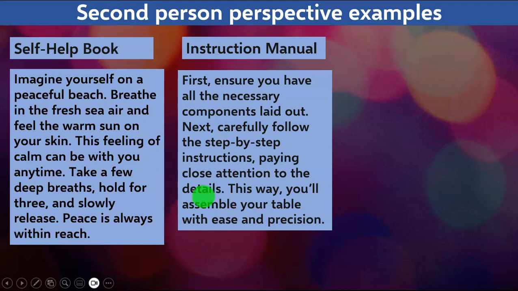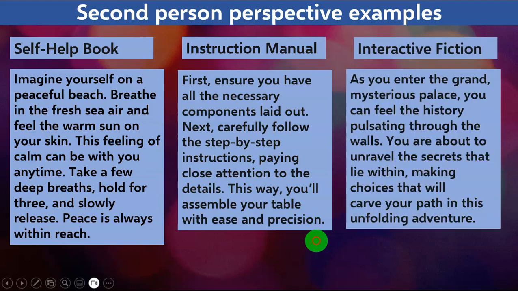Now let us take an example of an instruction manual. First, ensure you have all the necessary components laid out. Next, carefully follow the step-by-step instructions, paying close attention to the details. This way, you will be able to assemble your table with ease and precision. So friends, that's the example of an instruction manual. It is being addressed to the person who's reading the instruction manual.